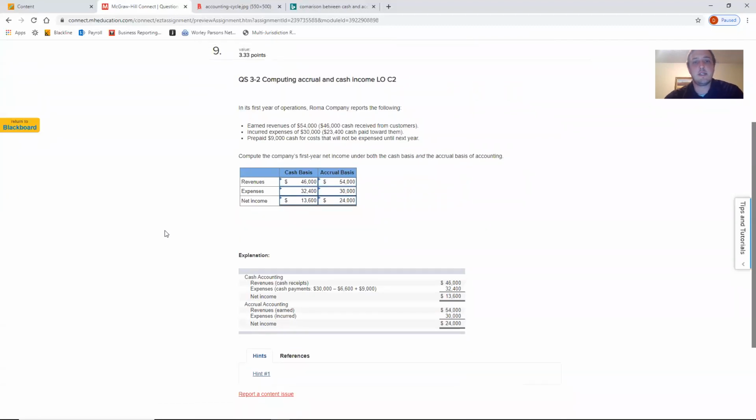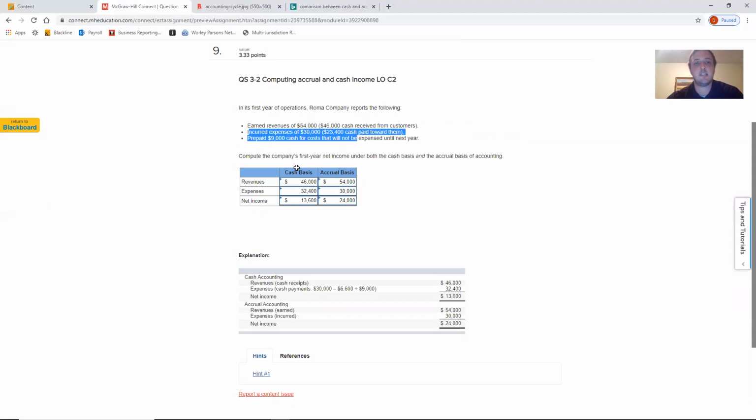All right, here we're again comparing the cash between the accrual. So if we earned 54,000, but we only received 46 in cash, then under the cash basis, our revenue was only 46, but under the accrual, it was the full 54. And here we incurred expenses of 30,000. Again, we only paid 23,400, but at the same time, we paid 9,000 for costs on the prepaid.